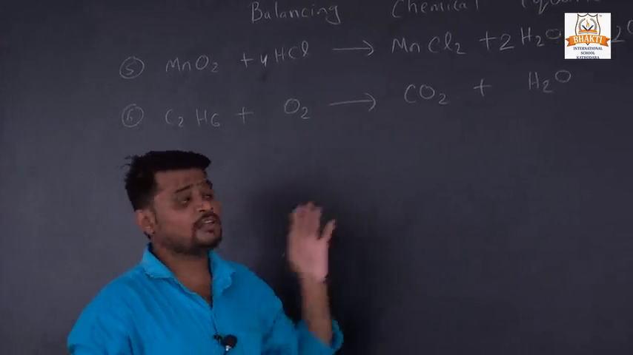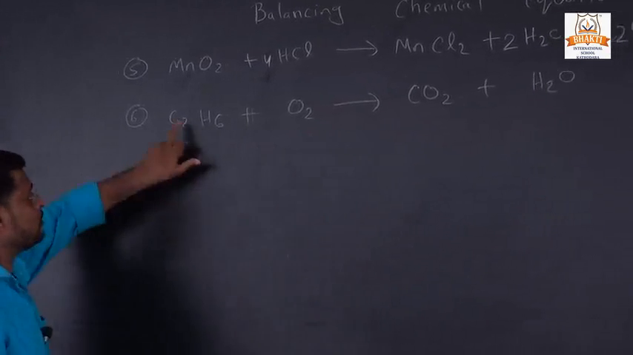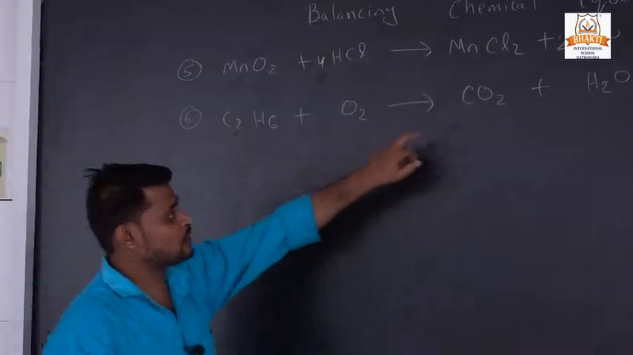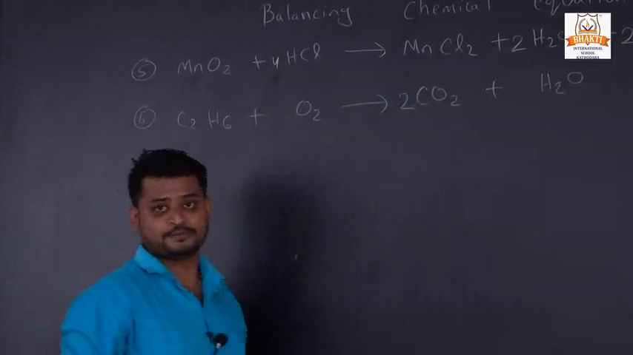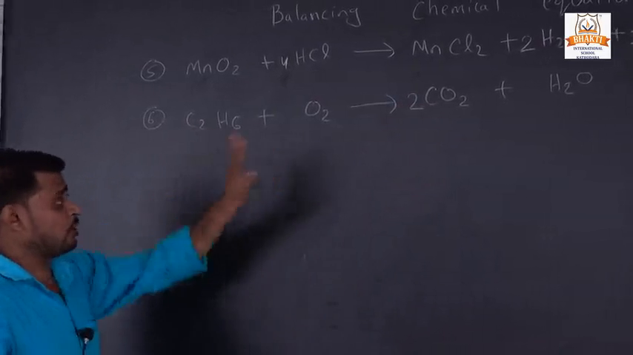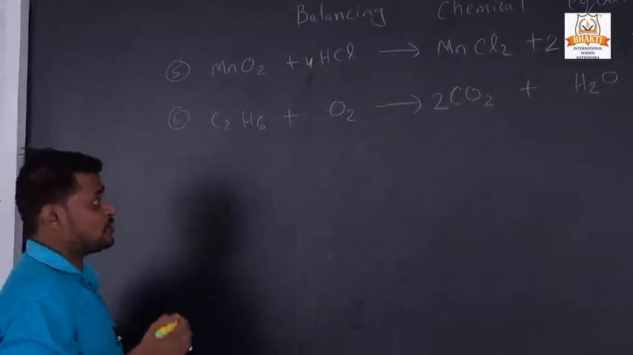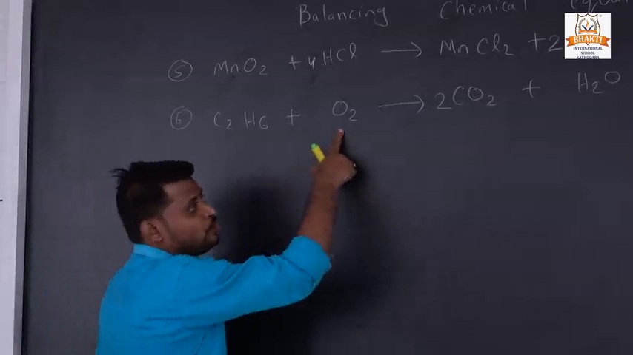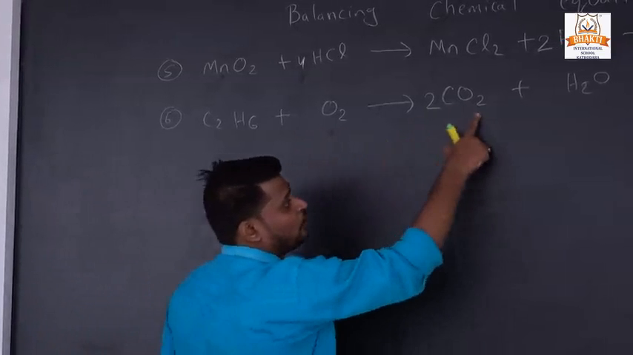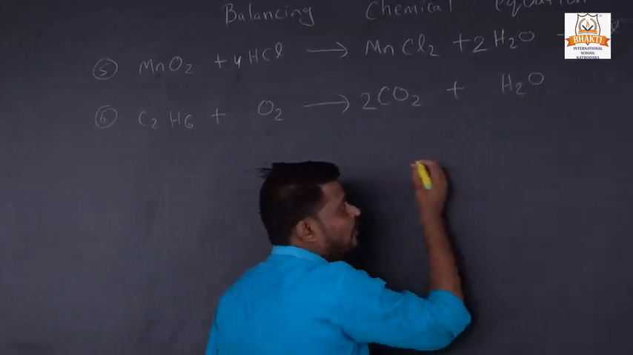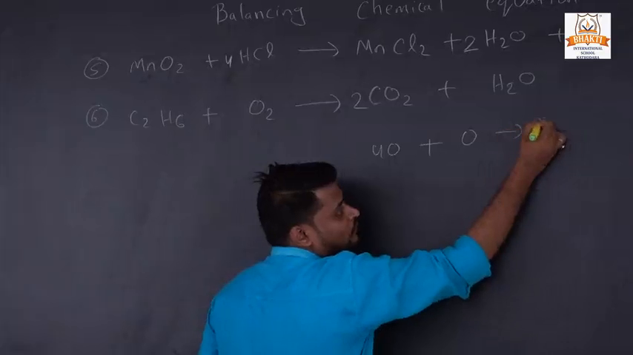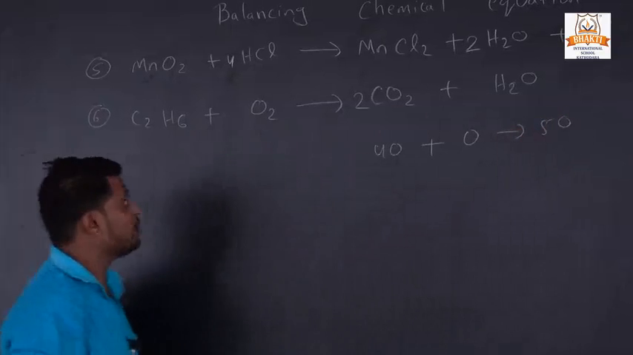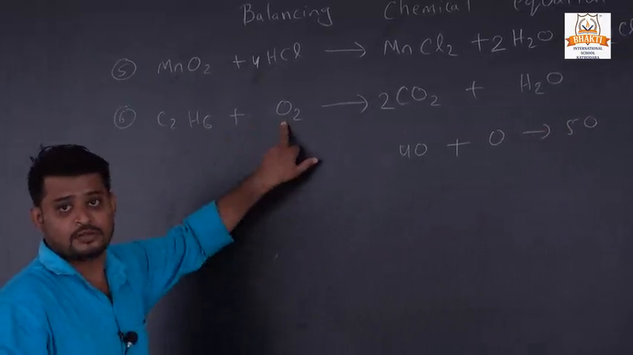So we will start with non-metal. It's okay. Here carbon 2, here also carbon, here 1. So we should multiply here 2. So non-metal balanced. Then oxygen, here oxygen 2, here oxygen 4 and 1, 5. 4 plus 1, 5 oxygen, and here 2.